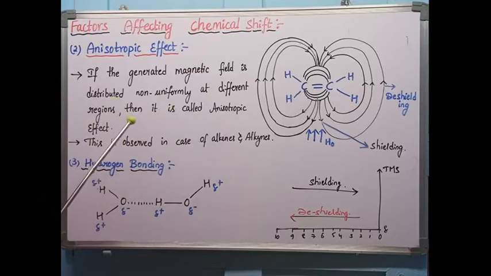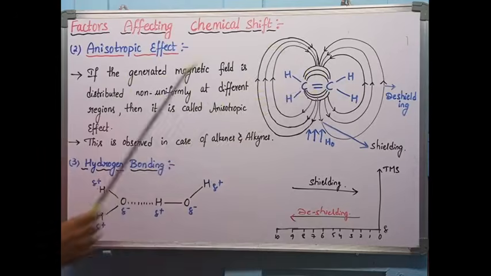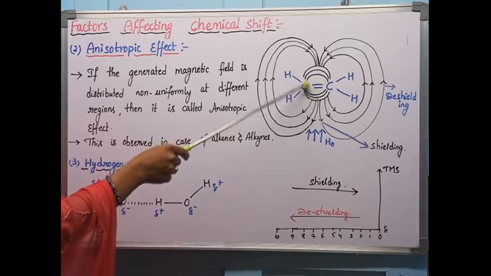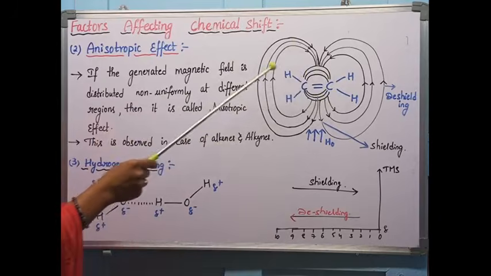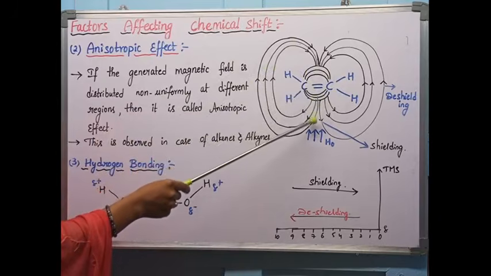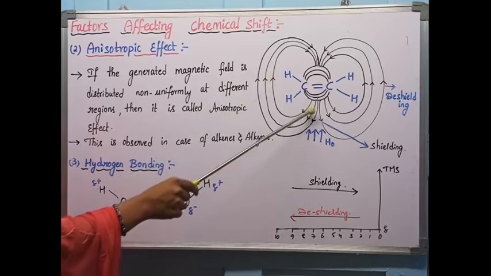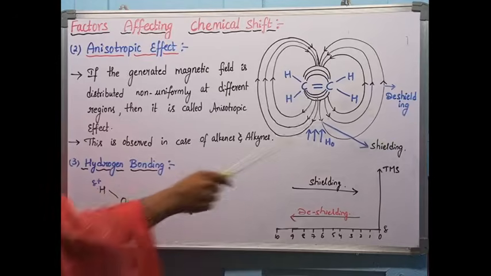This is especially observed in case of alkenes and alkynes. So here I am taking the example of the alkene ethylene. So let us see the anisotropic effect in this. We can see there is a double bond present here in case of ethylene. This double bond has electrons and these electrons rotate and produce a secondary magnetic field. This secondary magnetic field is in the opposite direction to the applied magnetic field here. You can observe this causes shielding. When both are in opposite direction, that is called shielding.